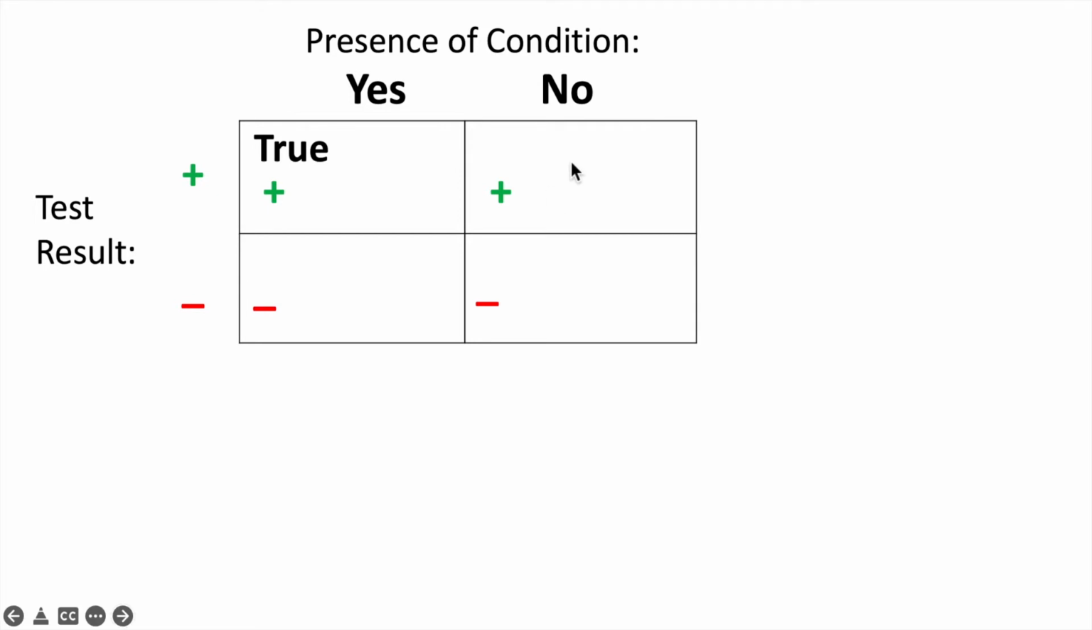If the test result comes back positive and the person does not have the condition, meaning no for the presence of the condition, then the test was false. It falsely tested a positive when the person really does not have the condition. A negative test result for no presence of condition is a true negative, and a negative test result for the presence of condition is a false negative.